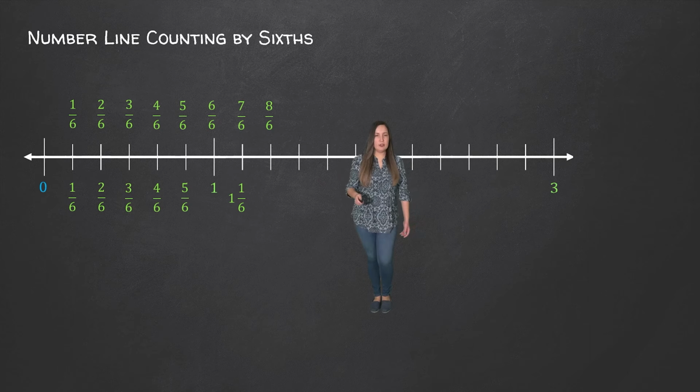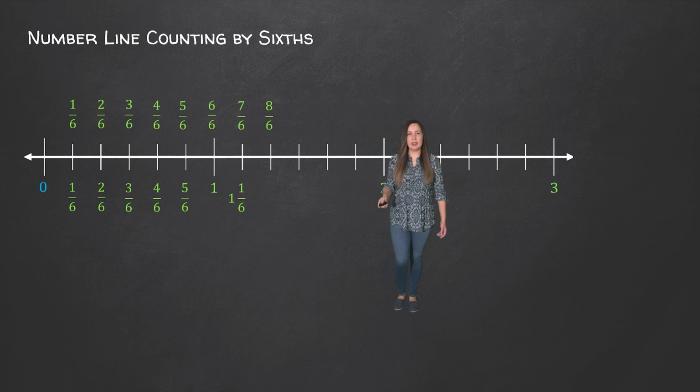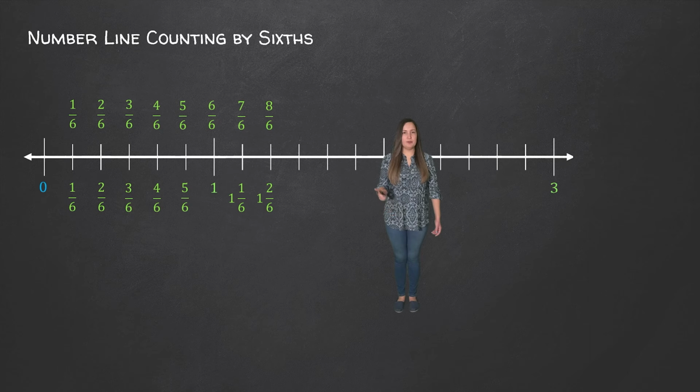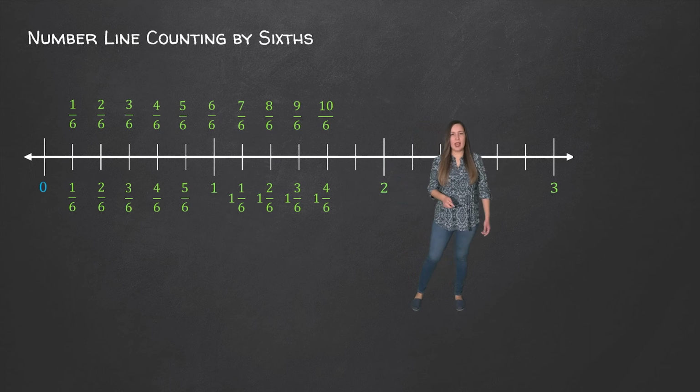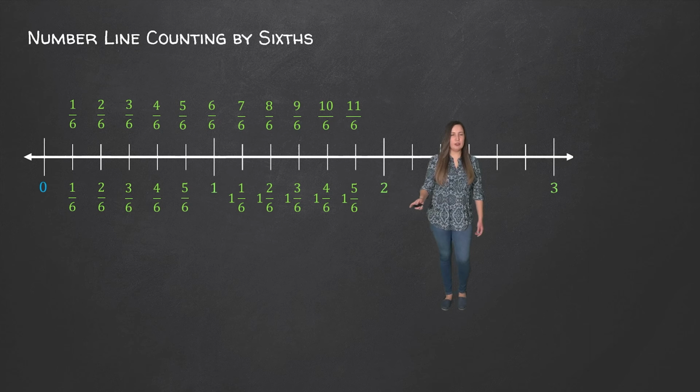Then we have 8 over 6, which is an improper fraction that can be written as 1 and 2 out of 6. Then we have 9 out of 6, which is an improper fraction that can be written as 1 and 3 out of 6. Then we have 10 out of 6, which is an improper fraction that can be written as 1 and 4 out of 6. Then we have 11 out of 6, which is an improper fraction that can be written as 1 and 5 over 6.